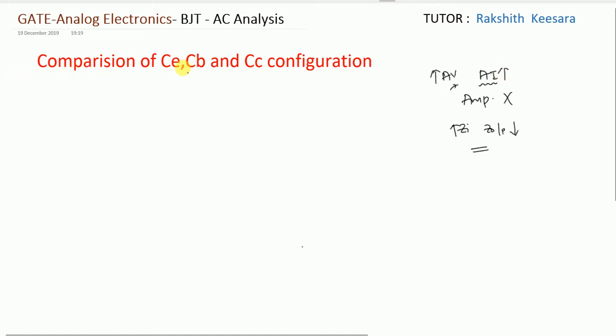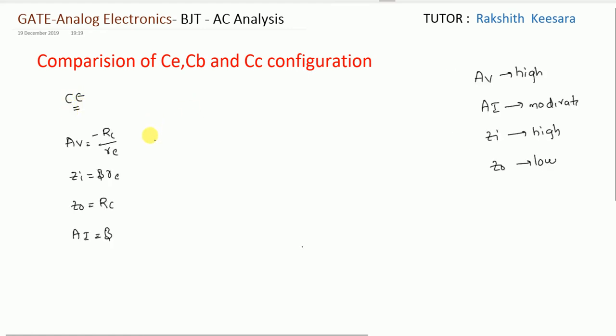Now we will compare the amplifiers one by one. First, while coming to CE, these are the parameters. If you observe voltage gain, it is minus RC by RA. RC will be in kilo ohm. RA will be in some milli. So if the denominator is in milli, its value will be very high. So I can tell that common emitter configuration will have very high voltage gain. So the first parameter is satisfied.